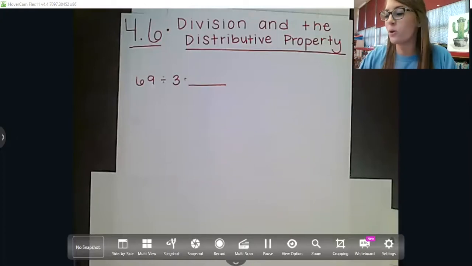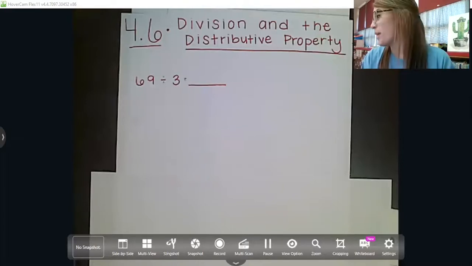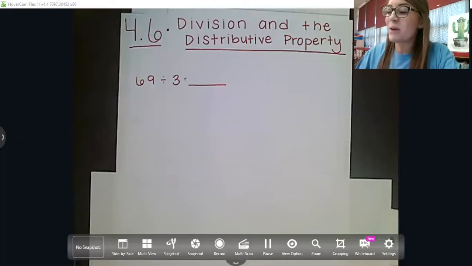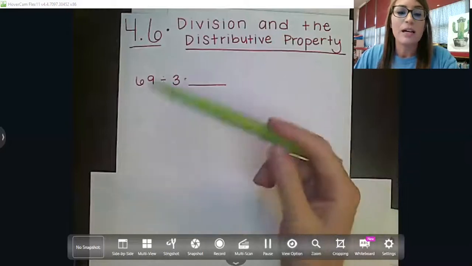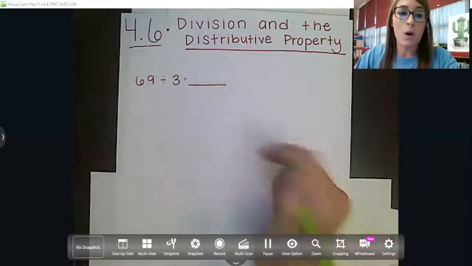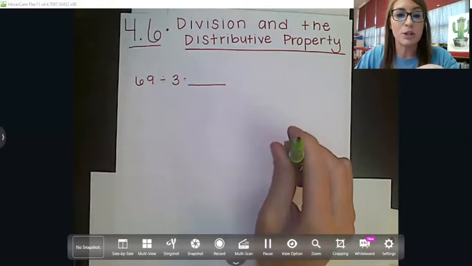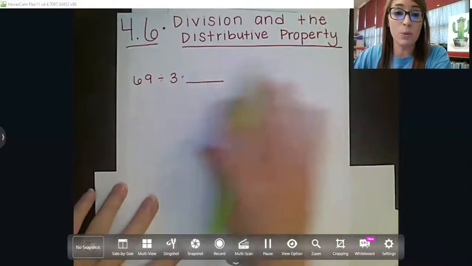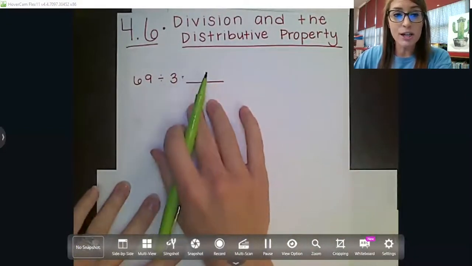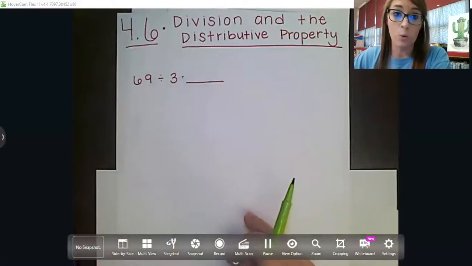Today we're moving on to 4.6. See, I skipped another lesson. Sorry, guys, but I promise it makes sense this way. Today we're talking about division and the distributive property. So 69 divided by 3. What we're about to do is going to look similar to something we did in chapter 2. I'm going to do this one and you're just going to watch, and then I want you to have a piece of paper so that you can do the second one along with me.